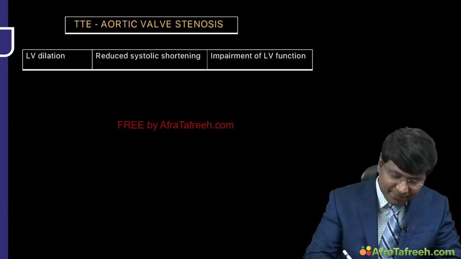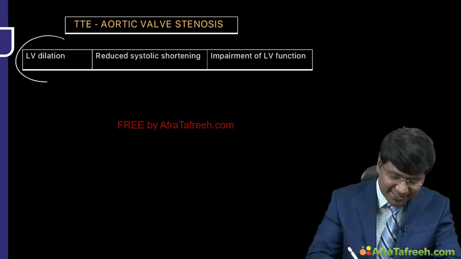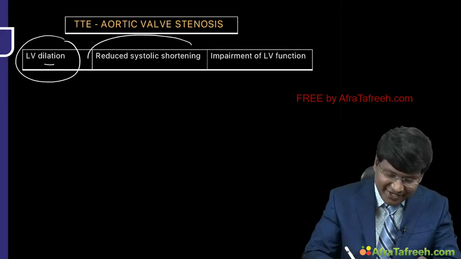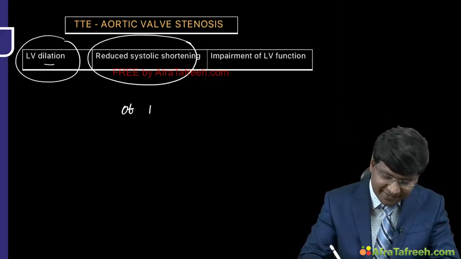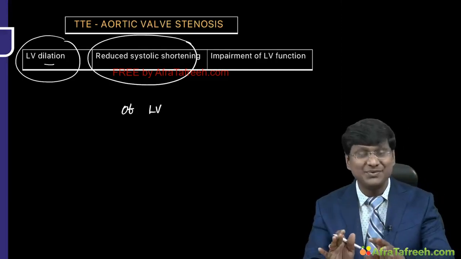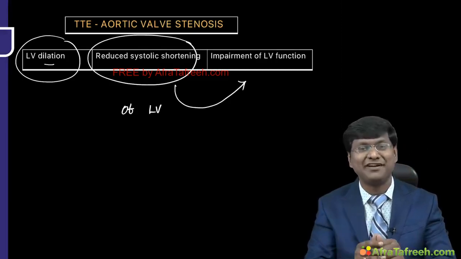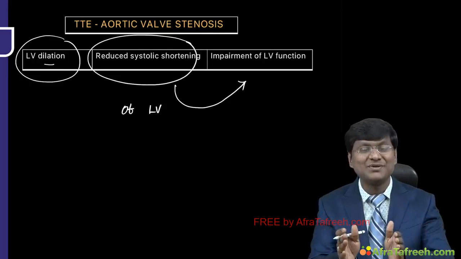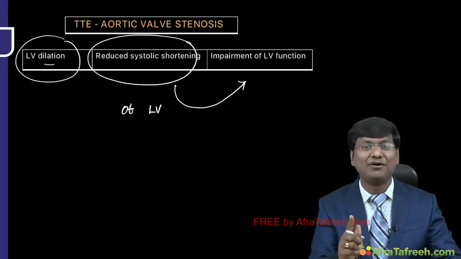Now, the next important point is, suppose you have done a 2D echo, and the 2D echo shows that the left ventricle is dilated and there is reduced systolic shortening of the left ventricle. What does that tell you? That reflects the impairment of the left ventricular function. If the left ventricle is dilated and there is reduced LV systolic shortening, that represents impairment of left ventricular function.